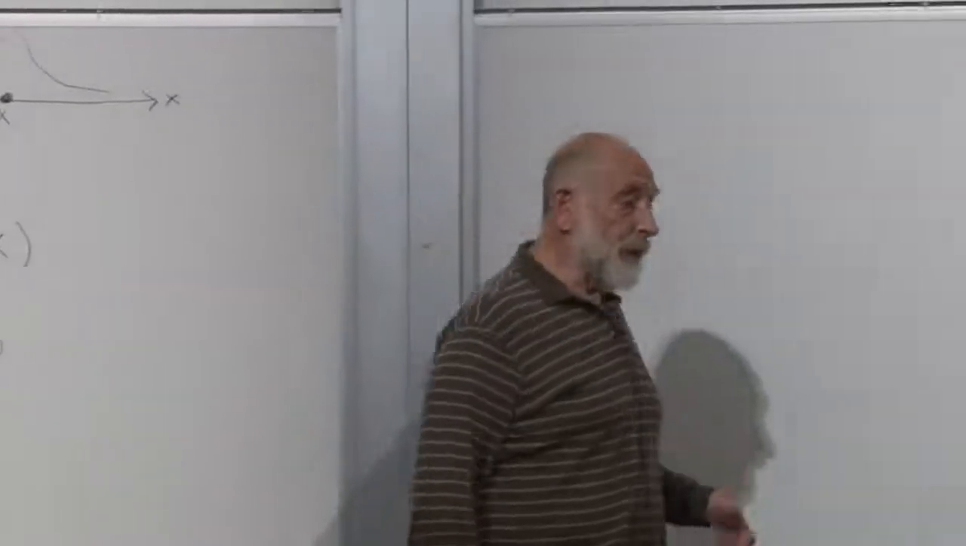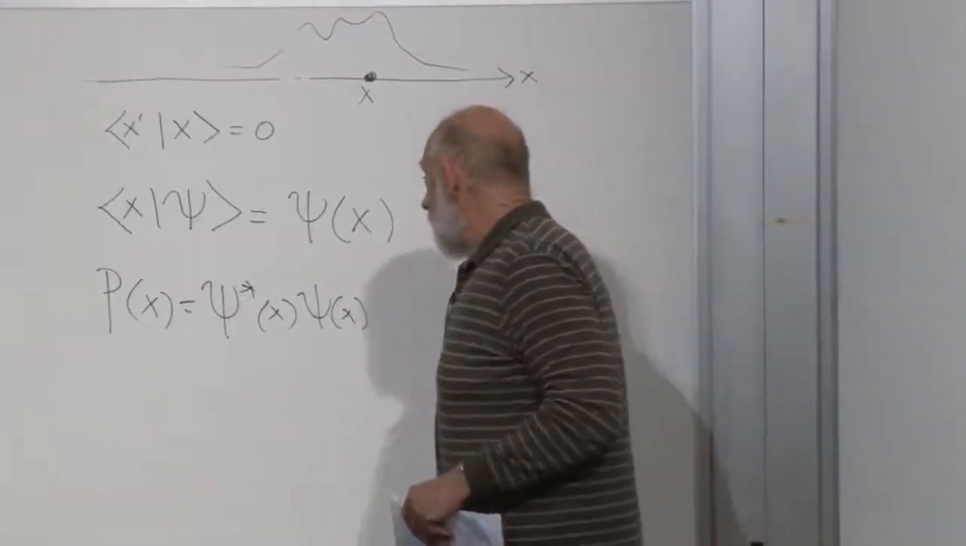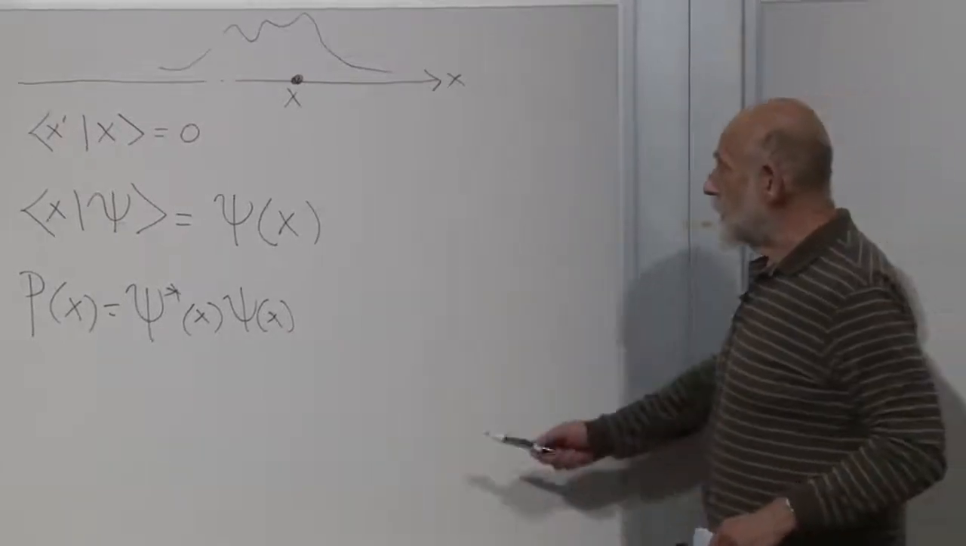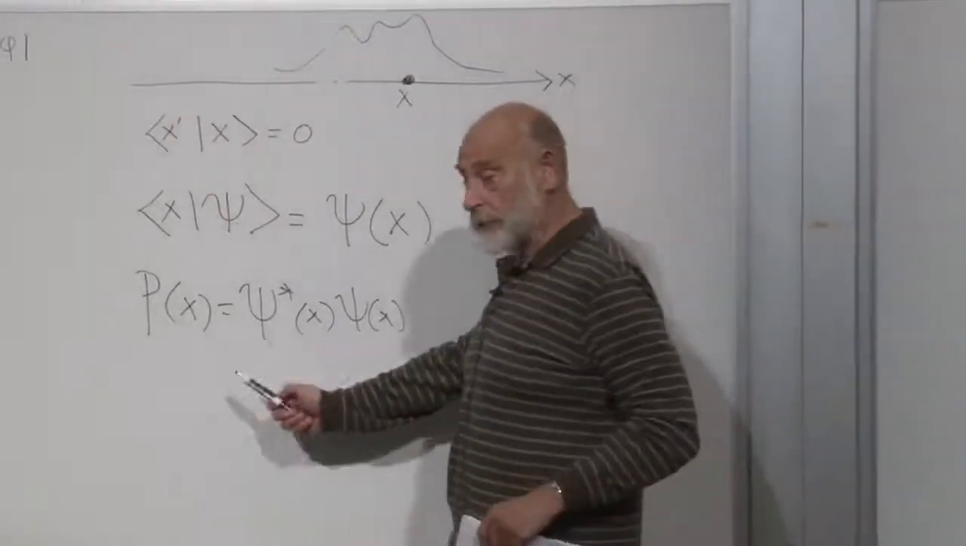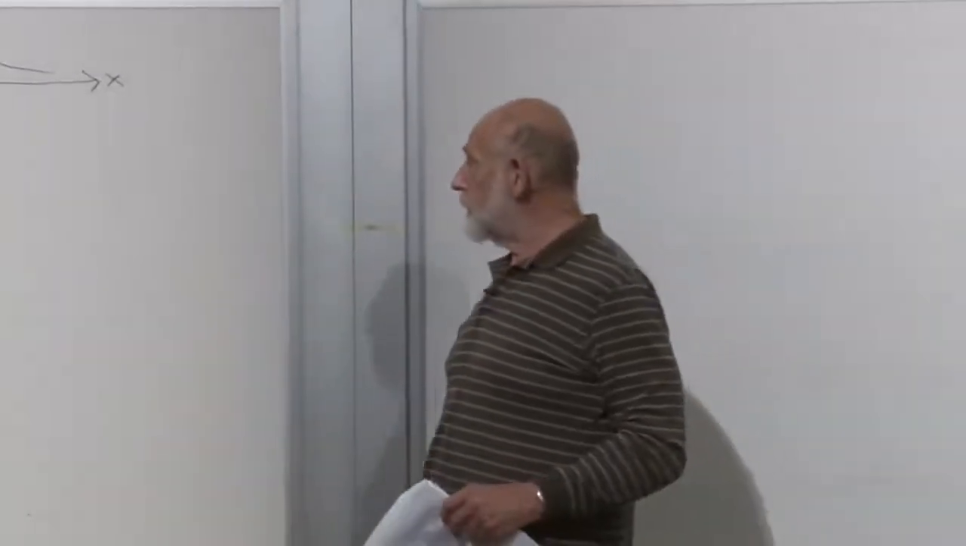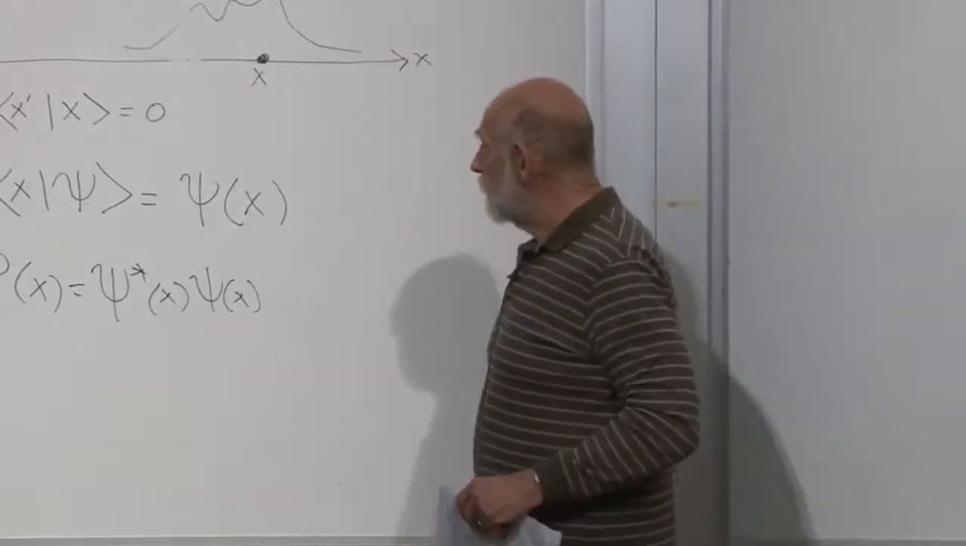They can be positive, they can be negative, they can be imaginary, they can be whatever you like. So it would not make sense to say that psi is a probability, but it does make sense to say psi times psi star is a probability. Good, all right, that's the most important property of a particle, that it has a position.